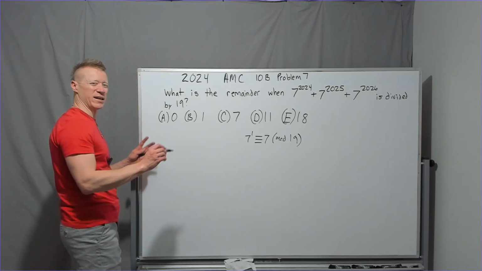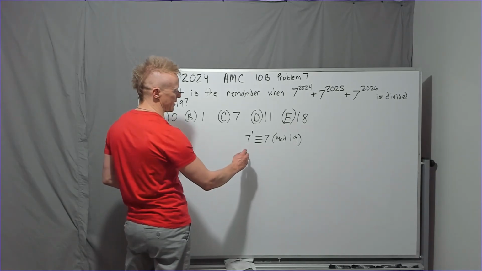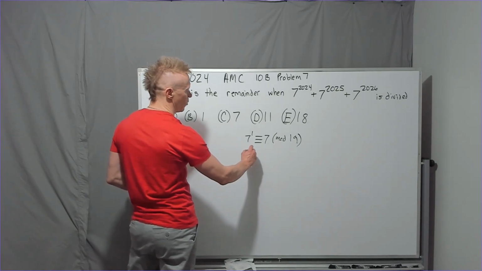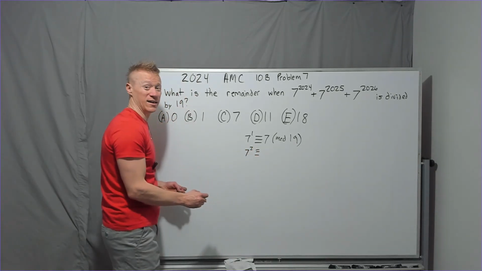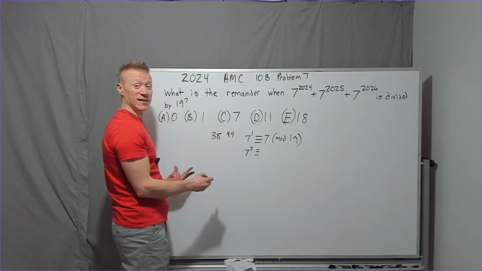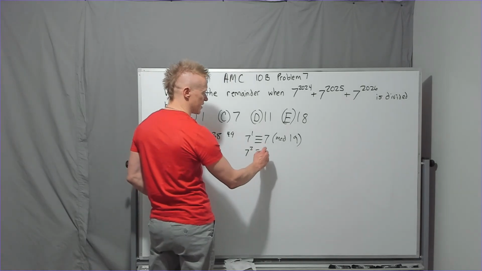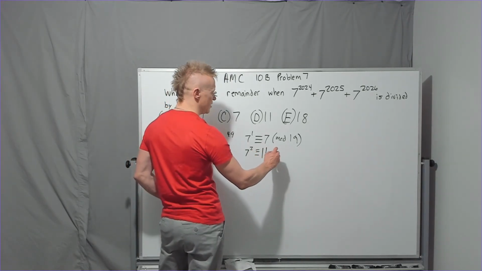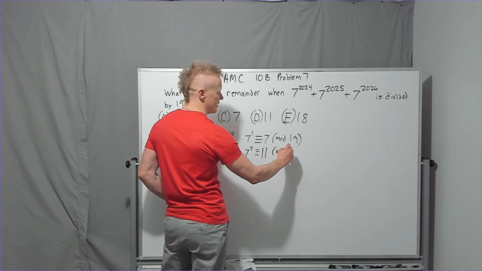I'm not going to explain in great detail in this video just so we can get the problems out tonight. Now, when you square, you get 49. You happen to know that 38 is a multiple of 19, and that 49 is 11 away from that. So you can say that 7 squared is congruent to 11 mod 19.